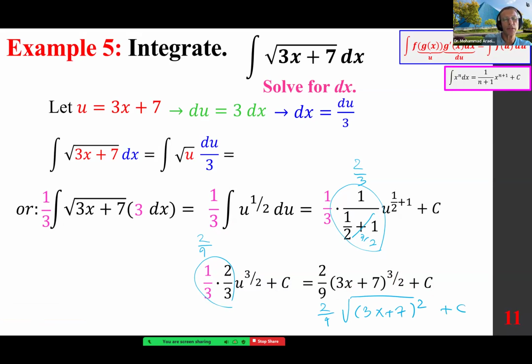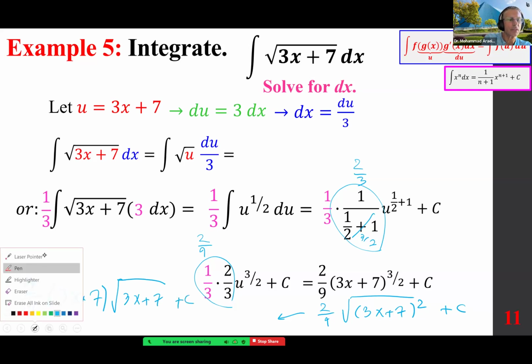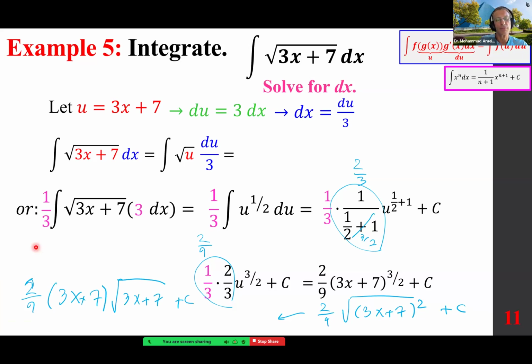This is one way to write it. The other way, you can even write it in this format. I hope you remember this from algebra. 2 over 9, parentheses 3x plus 7, square root of 3x plus 7, and a constant. But if you didn't, it's not that big of a deal. This is fine.